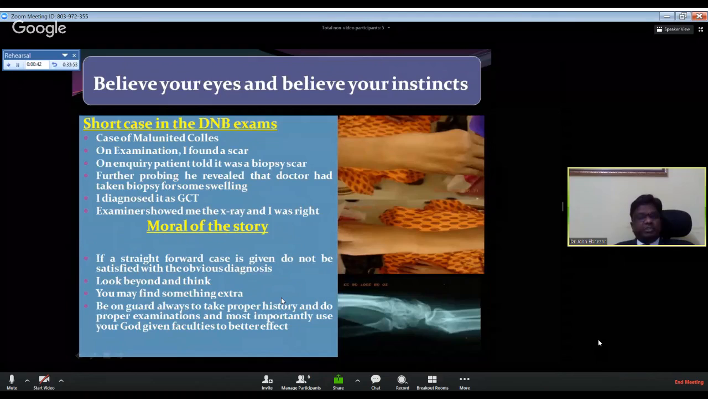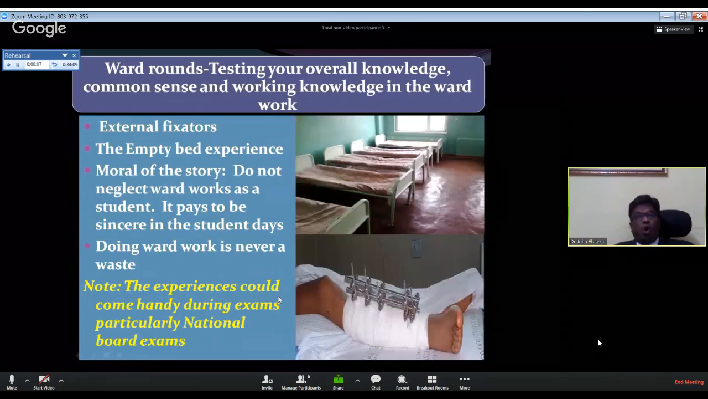Take proper speed and do proper examination. And most importantly, use your God-given faculties to better effect. And then I was taken for a ward round. They were testing the overall knowledge, common sense, working knowledge in the ward. They showed me external fixators and asked me why they were used.